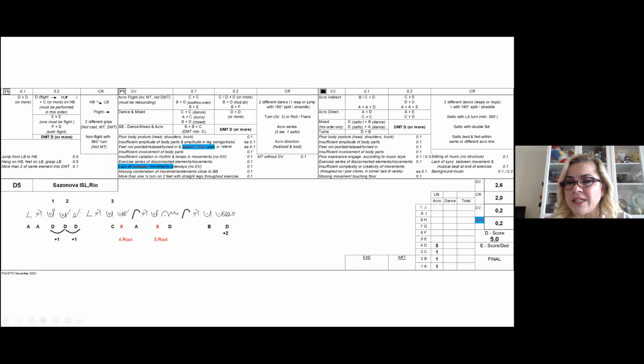I hope you share with us the same opinion. And it was an interesting routine since it has five elements from the same roots. That's why we tried to choose it.